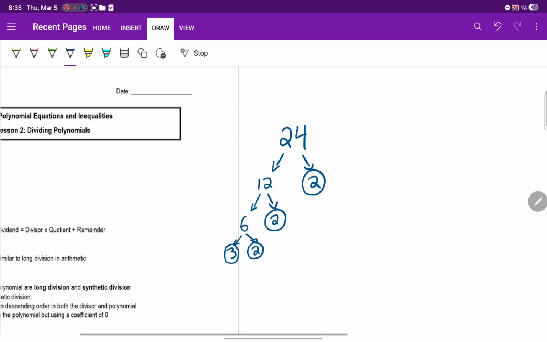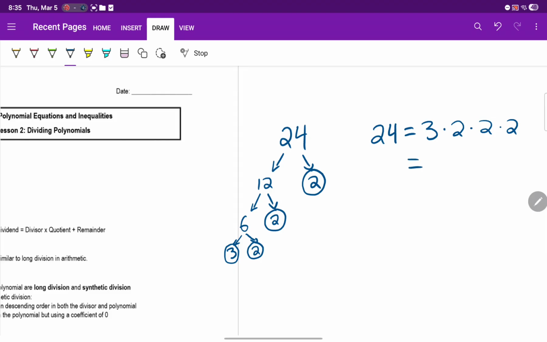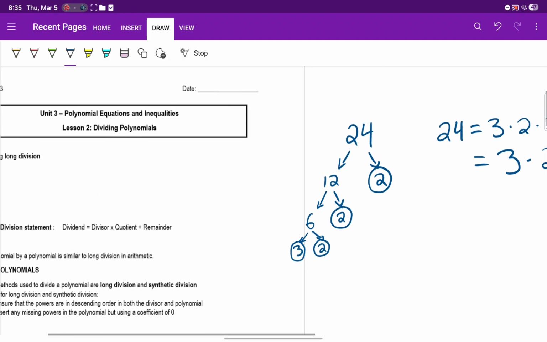And so basically what I can do is write out and say that 24 is equal to 3 times 2 times 2 times 2. Okay, those are all the factors of 24. Multiplied together, they equal 24. I can also write that as 3 times 2 cubed. Okay, again, these are factors. So what we've done with 24 is we've factored 24. Okay, so this idea of factoring, we're going to do this again today.